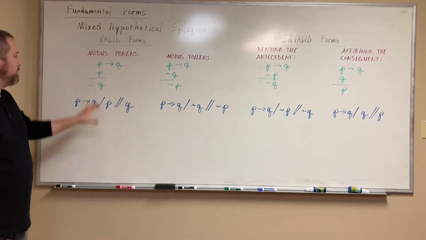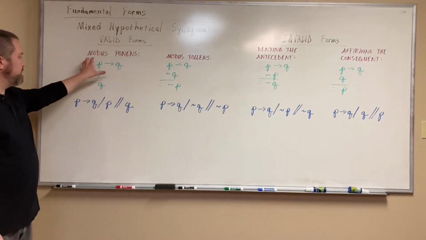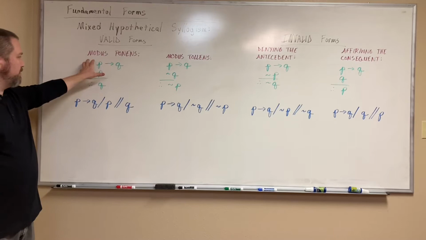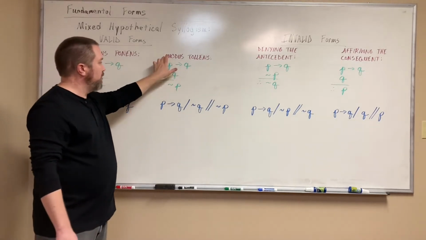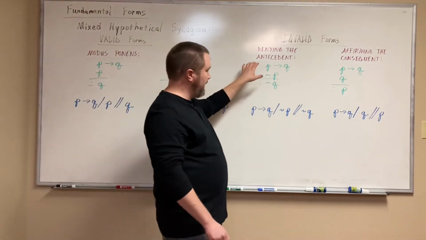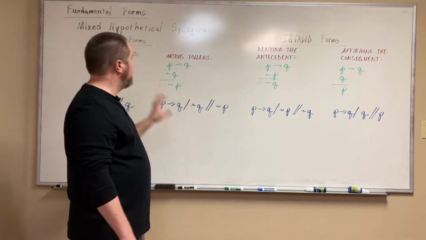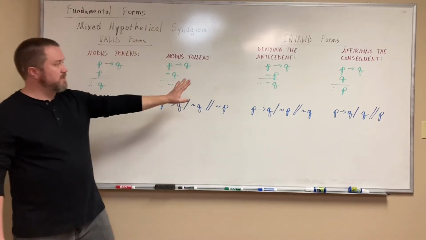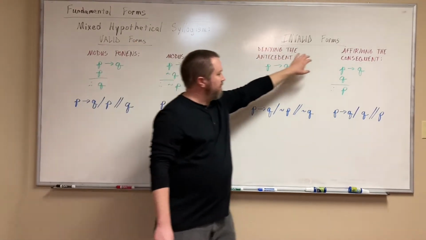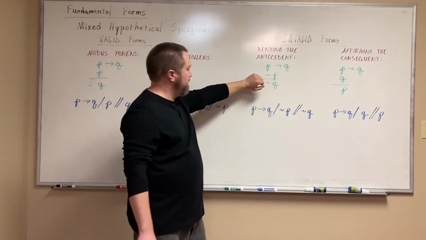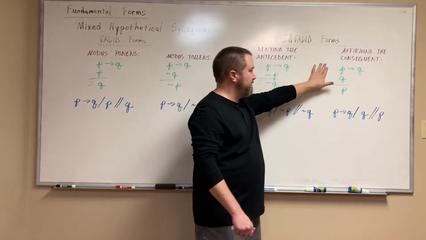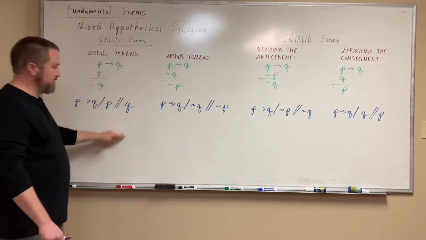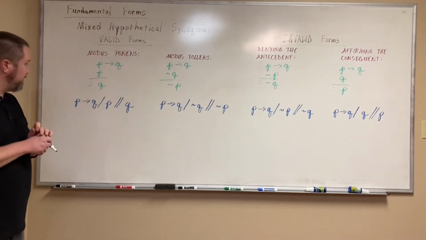So the valid forms, we have the two valid forms known by their Latin names, modus ponens, modus tollens, and then the two invalid forms for mixed hypothetical syllogisms. And these are the names of their corresponding fallacy that's committed, denying the antecedent, affirming the consequent. So let's go ahead and do the indirect truth tables for those.